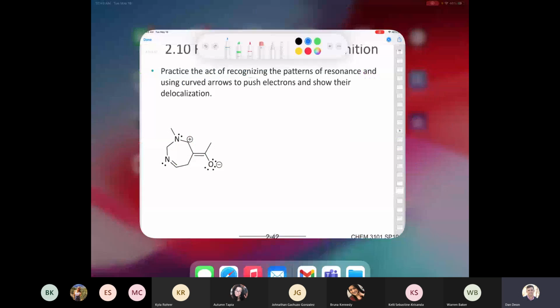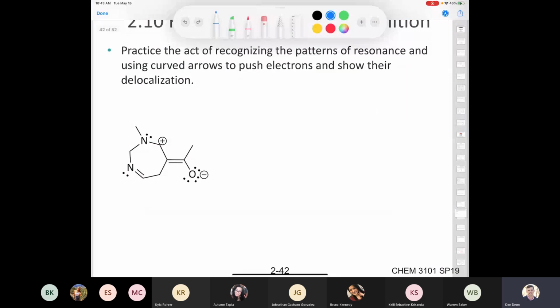All right, so this question says, practice the art of recognizing patterns of resonance and using curved arrows to push electrons and show their delocalization. So we'll start with the closed square bracket, which means that we're going to be drawing resonance structures. We're going to put a resonance arrow here, and then we're going to try to identify where or how we could draw a resonance structure.